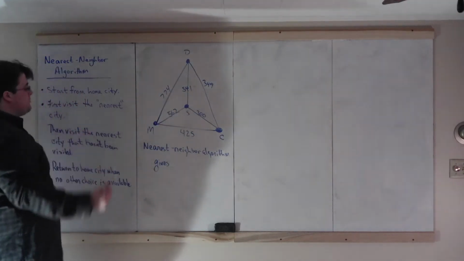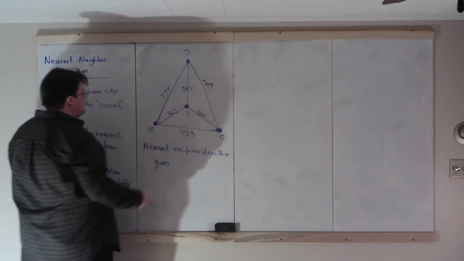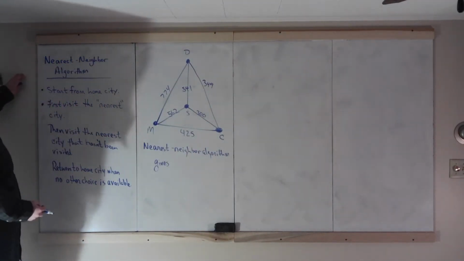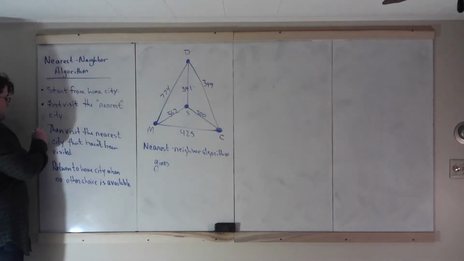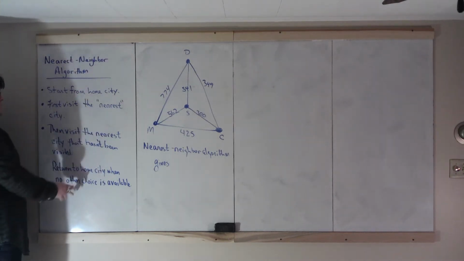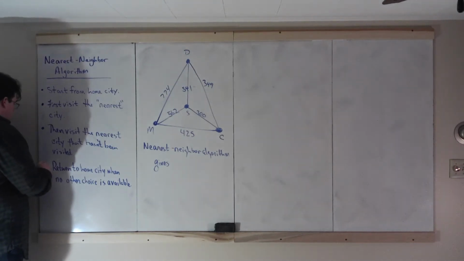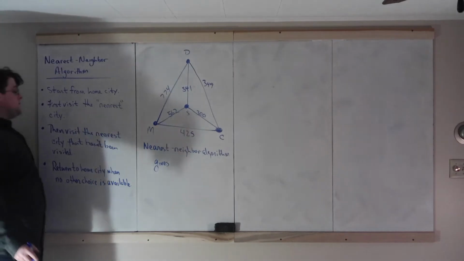In this case, it's the number of miles, but it could be like a cost, like a dollar cost in traveling from city to city. But this algorithm says start at your home city and then visit the next closest city. Then, do that again. Visit the next nearest city that you haven't already visited. And finally, you're going to keep doing that until you have to return home when no other choice is available.